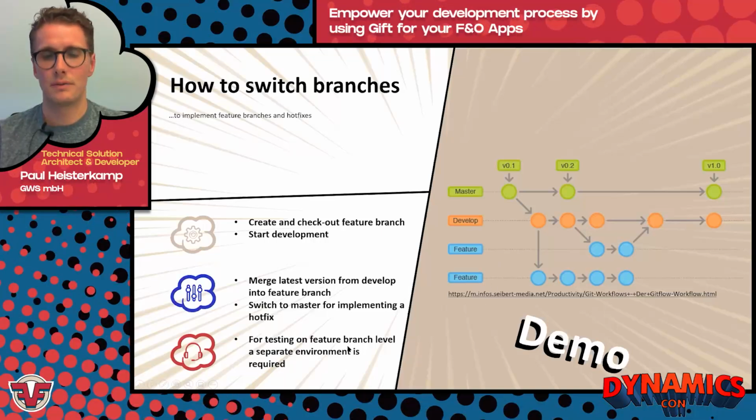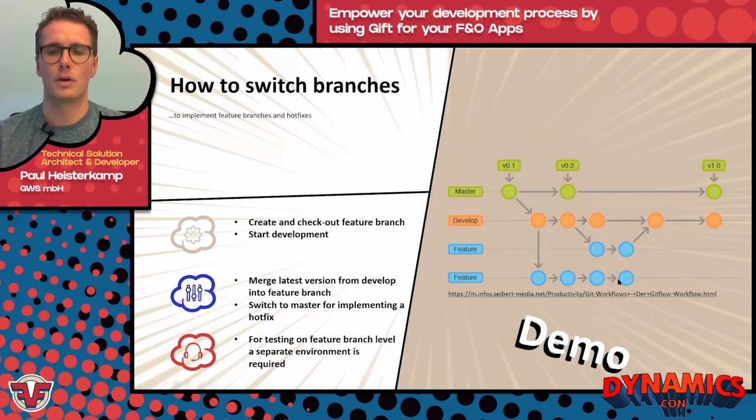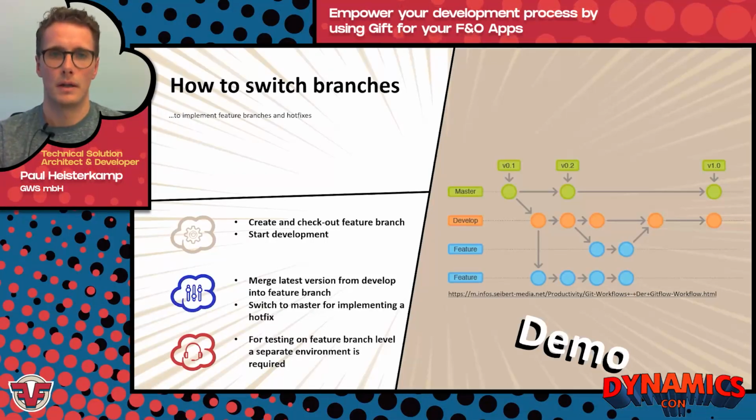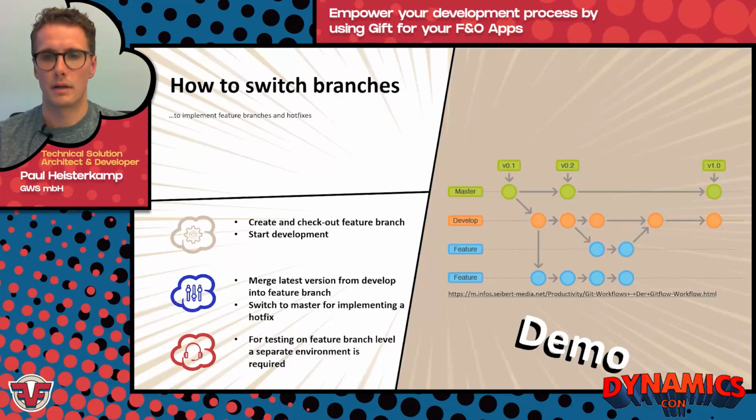But also, if you want to test on a specific branch, you of course also need a dedicated environment for this. So a feature branch where you want to test on, then you will have to have an additional separate environment. If the feature branch is only for cooperated development, and you do not want to integrate this one directly into the development branch, you can use this feature branching strategy.